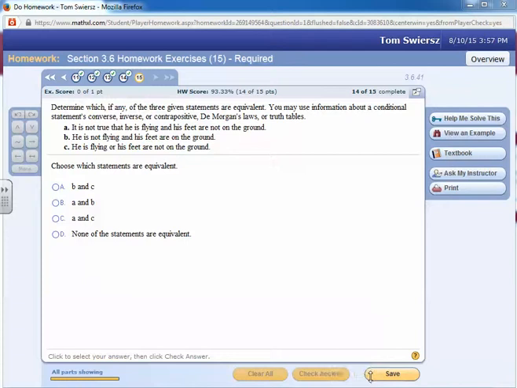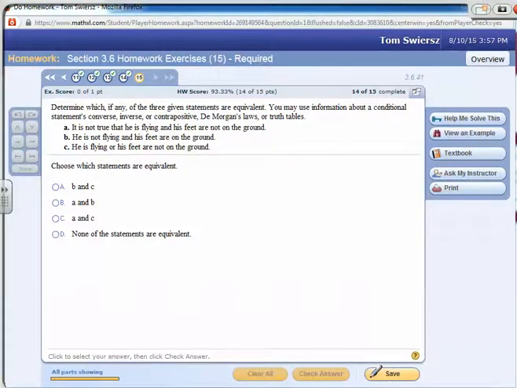Let's solve homework exercise number 15 from section 3.6. Determine which, if any, of the three given statements are equivalent. Use the information about the conditional statements, converse, inverse, or contrapositive, De Morgan's laws, or truth tables.